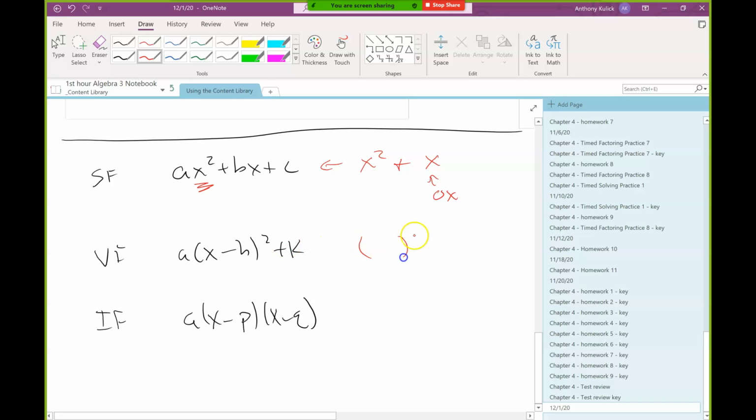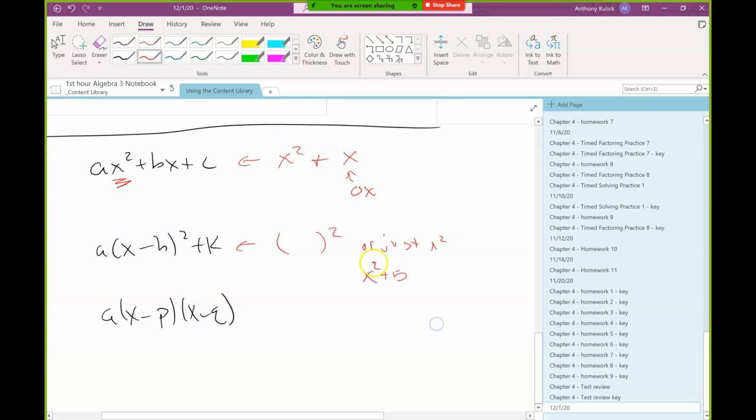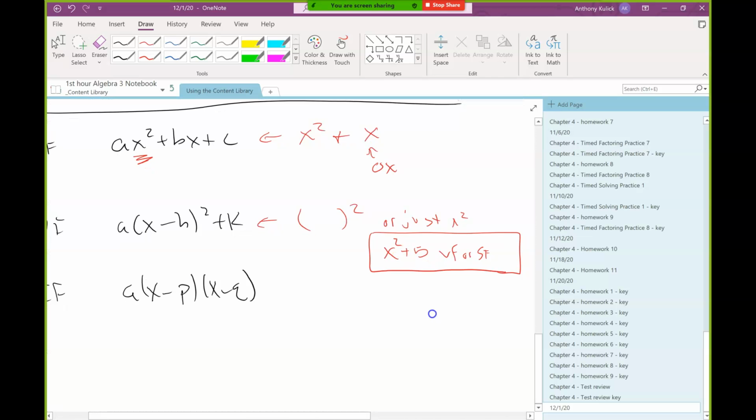So for vertex form, what you're looking for is something squared. That something squared could be a set of parentheses squared, or it could be just an x squared. You can think of something, for example, x squared plus 5, as vertex form, or standard form. And then this one is just like you're looking at two sets of parentheses.